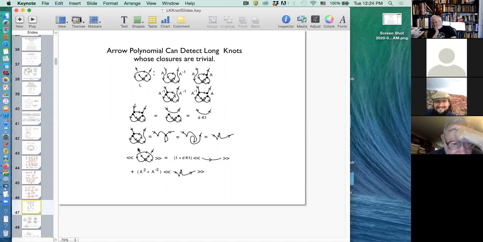This is a good example of a long knot, because if you close it, it's a trivial knot, right? So here we have a K1 in this one, and we have a zigzag in this one, and they'd better cancel each other out. If I were to close this, I'm getting a loop. And if I close this, I'm getting a K1. And that's where the cancellation is going to occur, because in the way this is set up, they're going to cancel each other out.